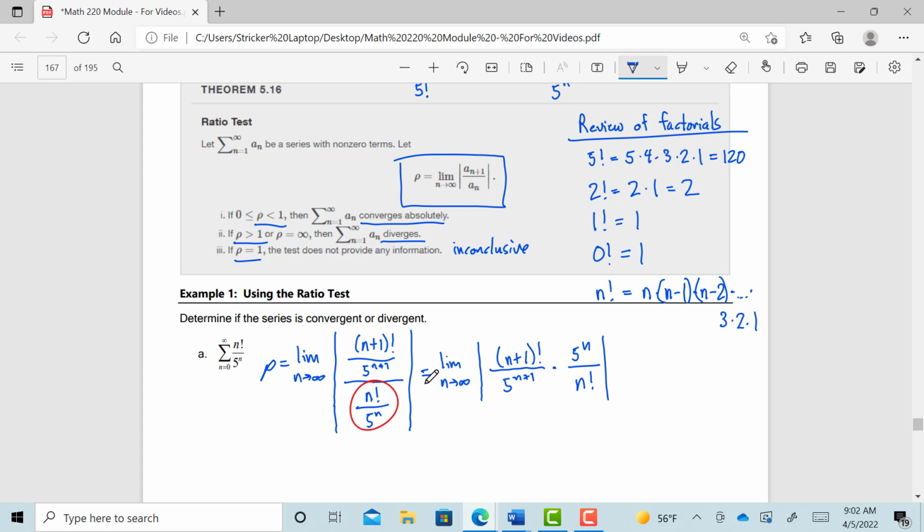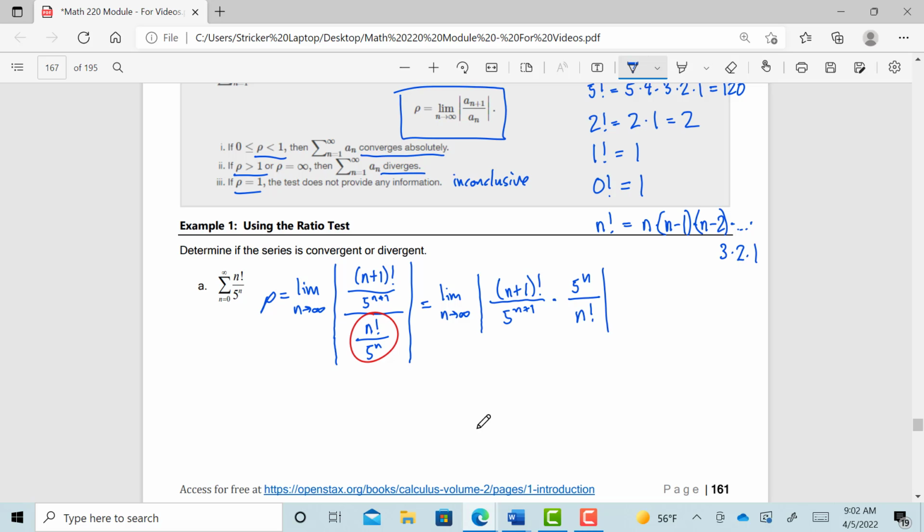And looking at this, we now need to be able to simplify what's inside this product of two fractions so that we can get down to something simpler. So let's do some work on the side.